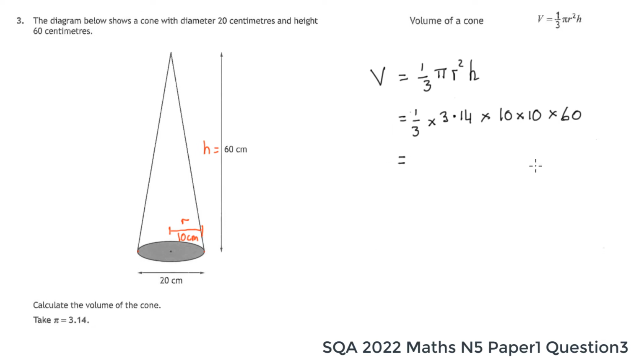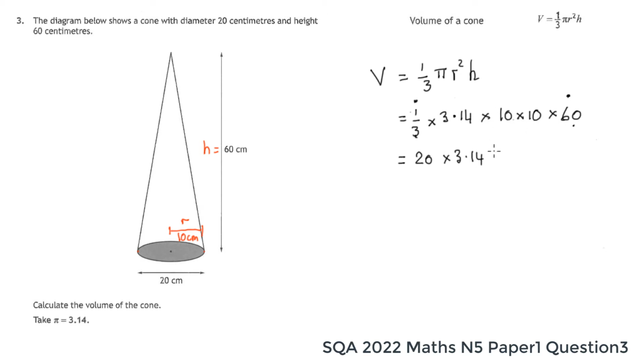Now first of all, let's look at the third and the 60. We'll use these two first. And 1/3 of 60, if we divide 60 by 3, we get 20. After all, 20 and 20 and 20 makes up 60. 20 is 1/3 of 60. So that's that. We've still got 3.14 to use.